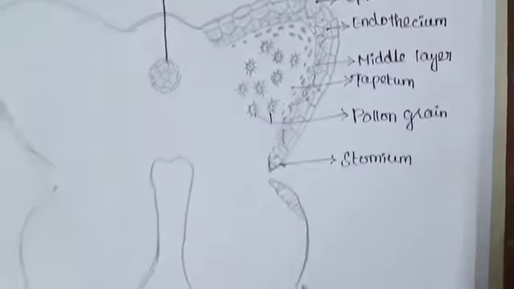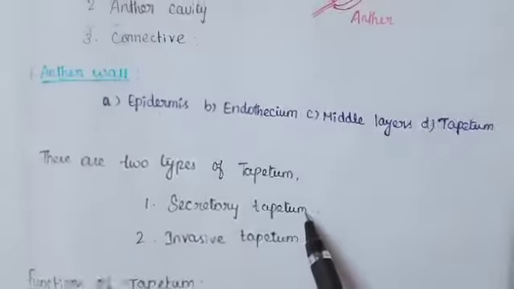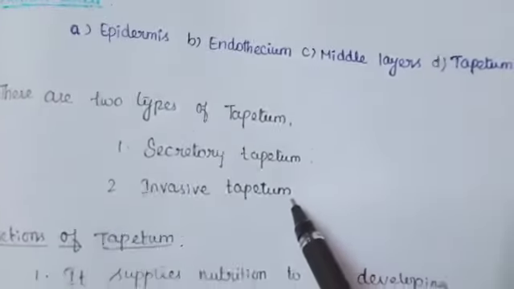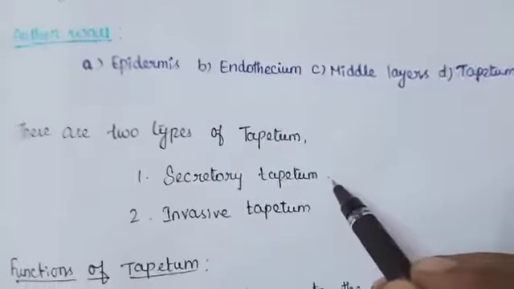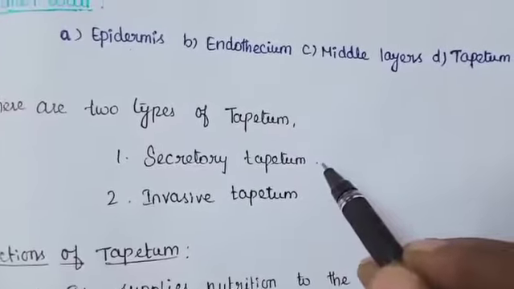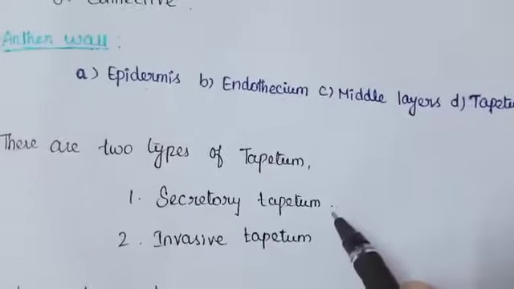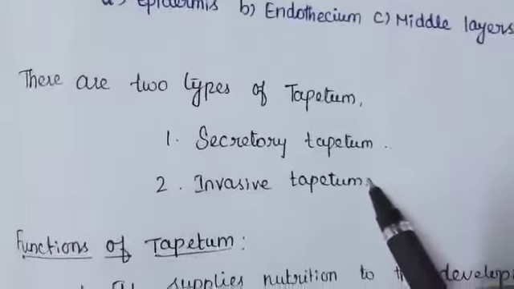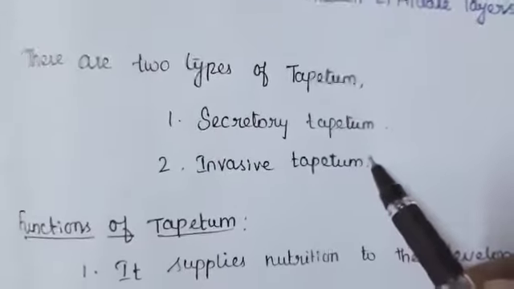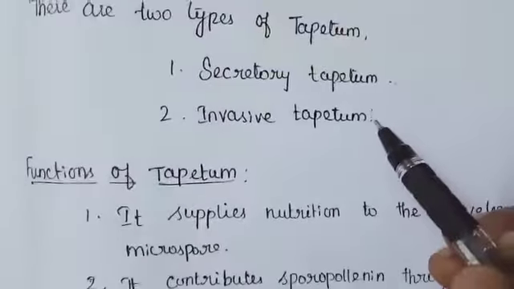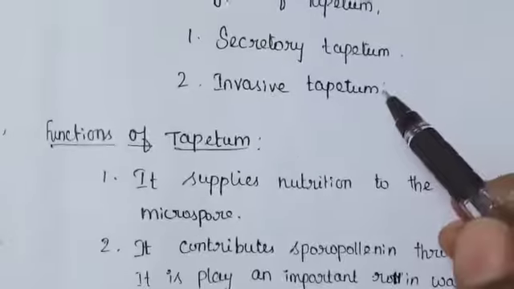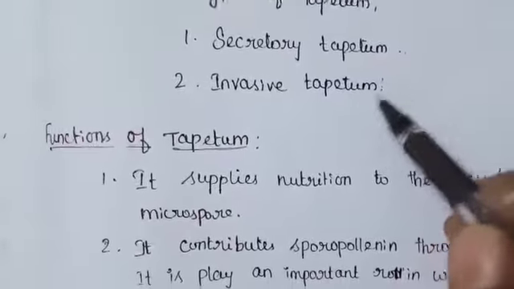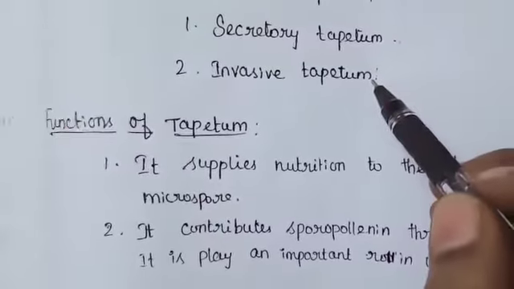Next, there are two types of tapetum: secretory tapetum and invasive tapetum. What is secretory tapetum? This tapetum retains the original position and cellular integrity and nourishes the developing microspore. Next, invasive tapetum. These cells lose their inner tangential wall and radial walls, and the protoplasts of the tapetal cells fuse together to form a periplasmodium.